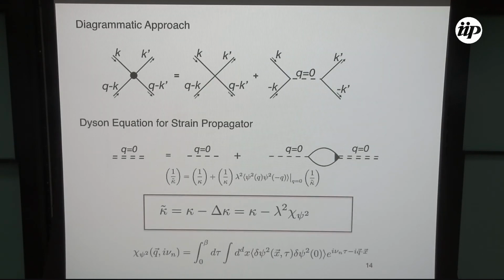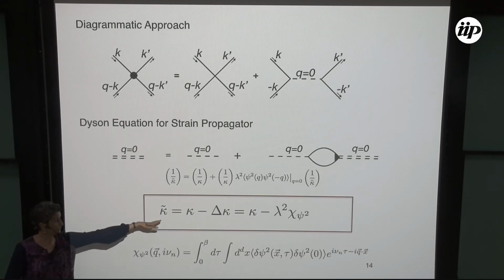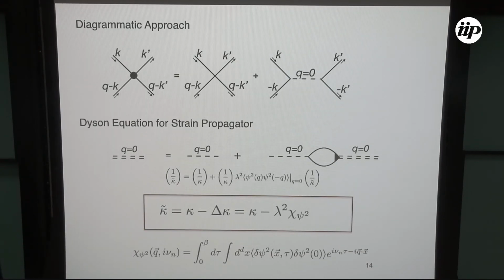And what we find then is that the renormalized effective modulus, the renormalized bulk modulus, is kappa minus tilde kappa, and this delta kappa is lambda squared. That's the strain derivative of the transition temperature, times a susceptibility, which is the Fourier transform of the order parameter fluctuations. Now, the key point I want to make here is that the key thing that determines whether or not we have a first order transition is whether or not this correction diverges.